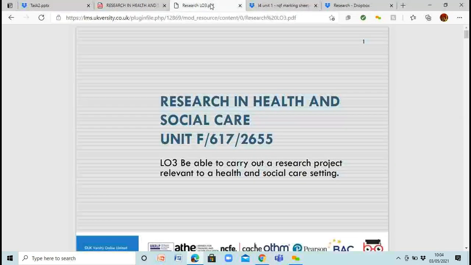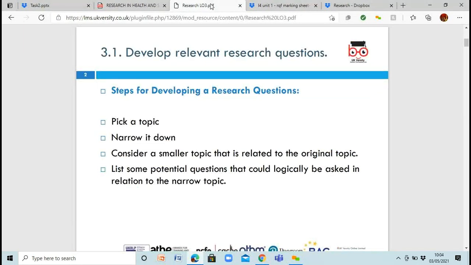So let's go to here. So like I said, we're just going to go over what type of questions we should pick. Got a couple of websites where you can look at possible research ideas as well. So when you're looking at developing research topics, so start developing your research questions. Now you've already got a topic that you want to do, so you've done that.